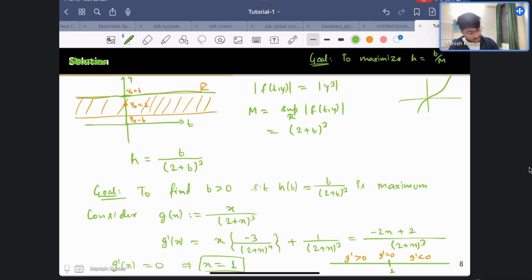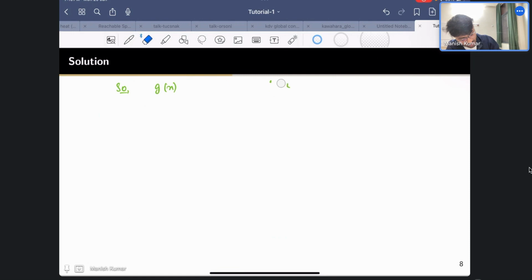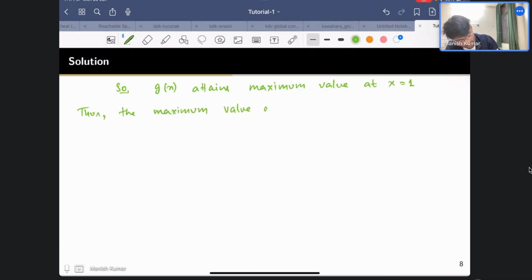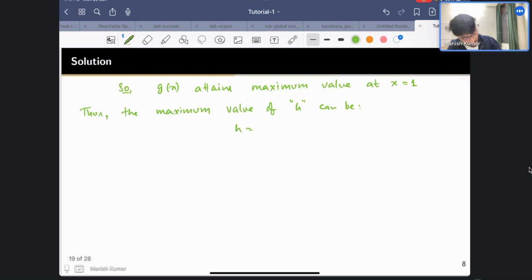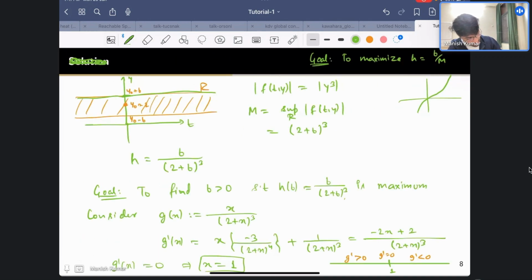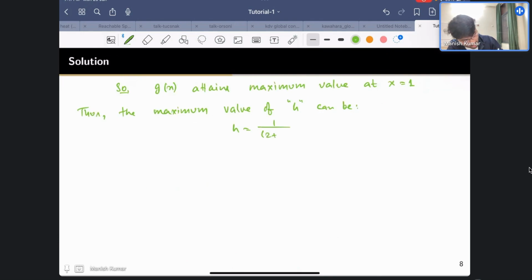So here I will have to put b equal to 1. Let me write it: g(x) attains its maximum value at x equal to 1, and thus the maximum value of h can be, putting b equal to 1 here, h equal to 1 by (2 plus 1) whole cube, which is 1 by 27, right?